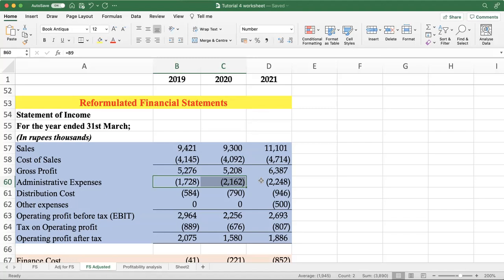If you are an internal analyst, you can discuss with company management. There could be unavoidable increases. For example, due to changes in the utility rates, water supply rates, electricity rates, a company has to pay more for utility expenses. So those changes we cannot avoid.